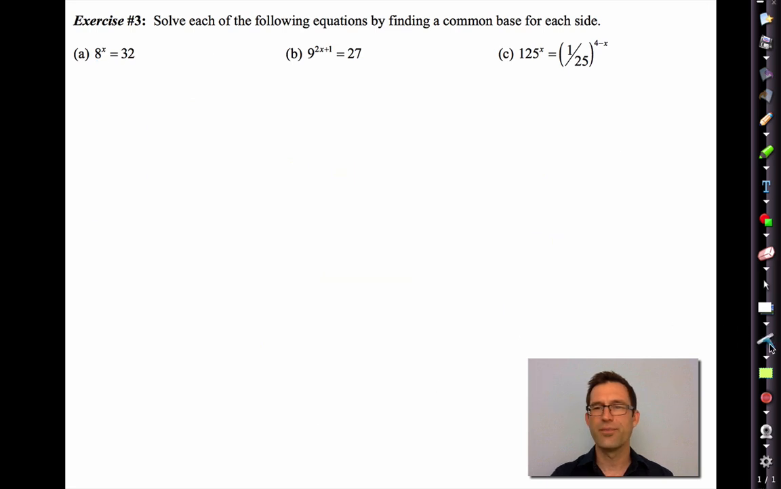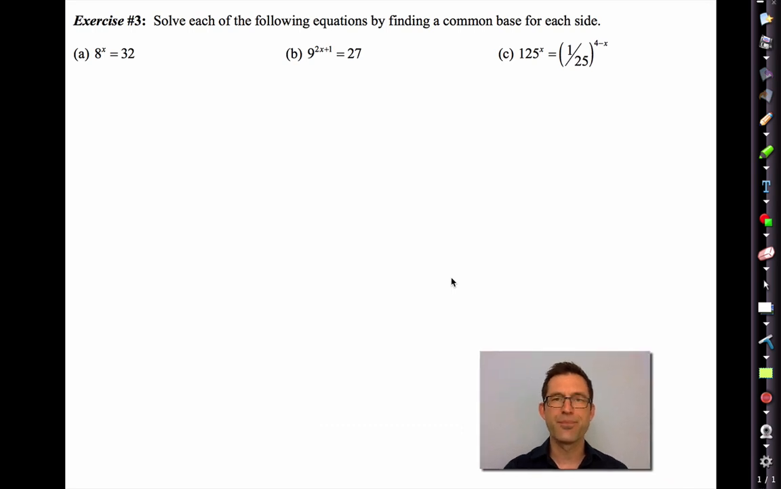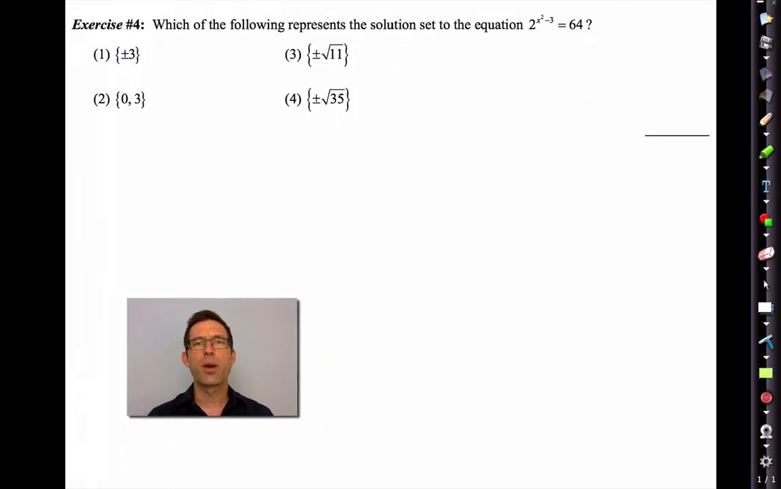All right, here we go. Let's take a look at a multiple choice problem. Which of the following represents the solution set to 2 to the x squared minus 3 equals 64? Well, play around with this one a little bit. See what you can get.